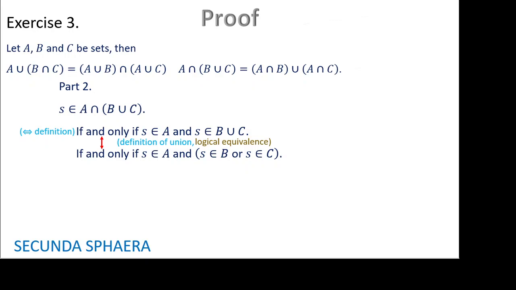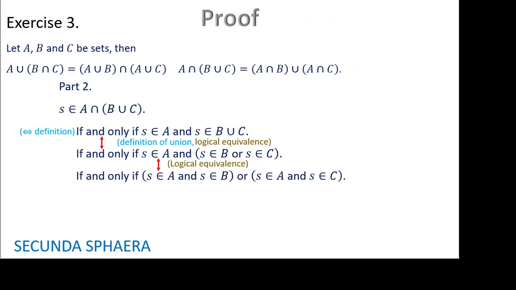And so if and only if S is in A and S is in B or S is in C, in parentheses. And now again, we have that conjunction distributes over disjunction. So AND distributes over OR. So now we are going to have if and only if S is in A and S is in B, or S is in A and S is in C. And also right now we want to use another logical equivalence and replace the S's in A and S's in B by an intersection, as well in the second parenthesis. And so we just do that. So we have if and only if S is in A intersection B or S is in A intersection C.